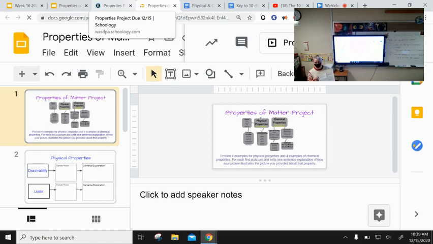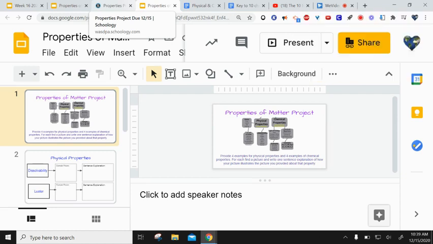For each one of these, like dissolvability, you're going to find a picture of it, and then give me a sentence that explains it. So for something like dissolving, if you think about sugar, yes or no, can sugar dissolve in water? Yes. So literally, right here, you would just draw me a cup that has sugar water in it, and then just write a sentence that says sugar dissolves in water.